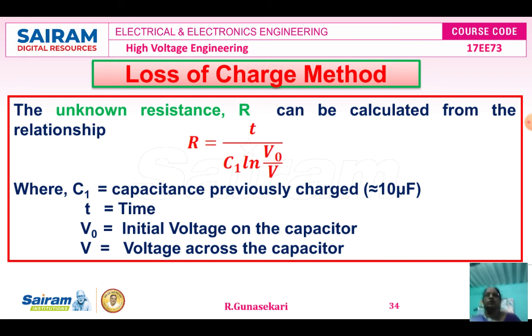Suppose you want to measure the unknown resistance, denoted by capital R, by using the formula capital R is equal to T divided by C1 into natural logarithm V0 divided by V. In the formula, C1 is the capacitance previously charged, that is nearly equal to 10 microfarad. T is the time, V0 is the initial voltage of the capacitor, V is the voltage across the capacitor.